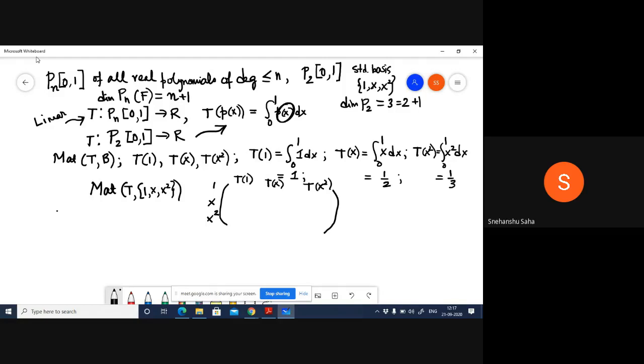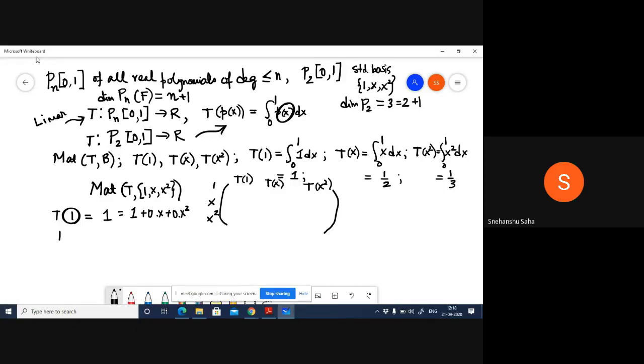If you think about it, T of 1 is just 1, and whatever output you have has to be expressed in terms of your basis vectors. So what can we do here? What we do here is just keep 1 plus 0 times x plus 0 times x square, so that you express T of 1 in terms of the basis vectors 1, x, and x square.